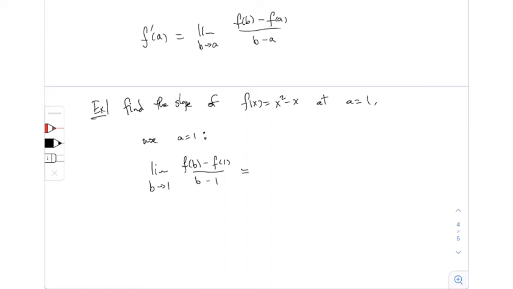What do you do with the f's? Well, this f refers to this function. So when it says f of x is x squared minus x, when it says f of b, that's b squared minus b, right? You plug b in instead of x. That's what f of b means. So it says the limit as b goes to 1 of b squared minus b minus, what is f of 1? Can anybody tell me what's f of 1 in this case?